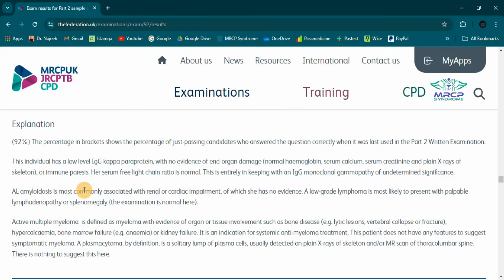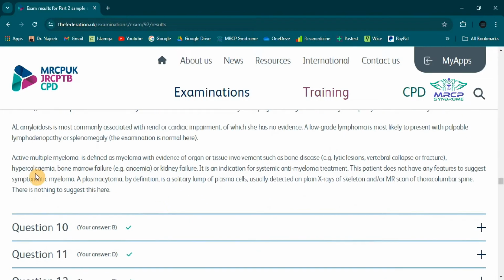AL amyloidosis is most commonly associated with renal or cardiac impairment, of which she has no evidence. A low-grade lymphoma is most likely to present with palpable lymphadenopathy or splenomegaly. The examination is normal here.